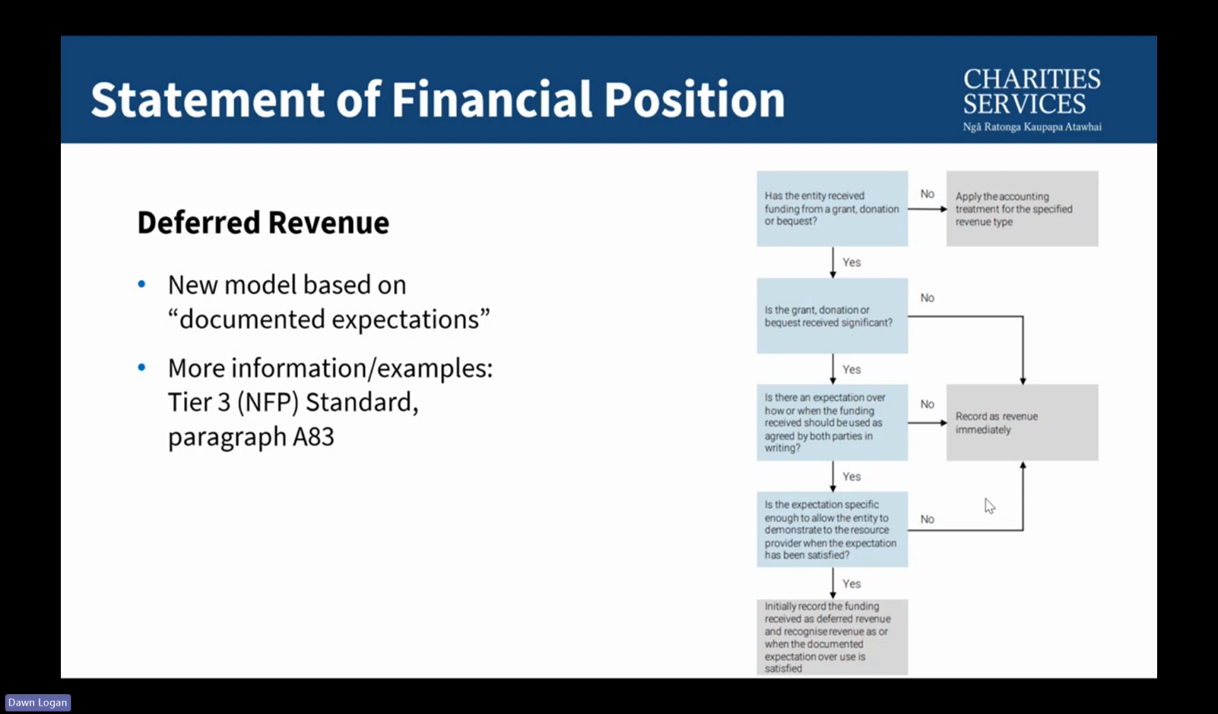Charities will need to use their best judgment to decide when certain conditions have been met and revenue should be recognized. The standard provides several examples starting at paragraph A83. The flowchart above can also be found in the standard. If deferred revenue is recorded, related details are required to be disclosed in Note 9. We'll cover that later. If there are no documented expectations from the funder, revenue should be recorded immediately.